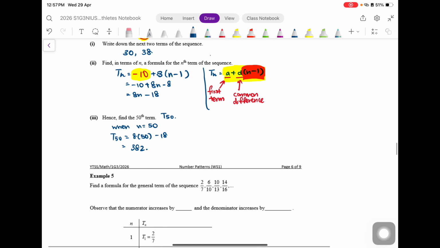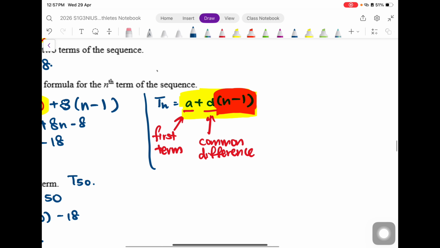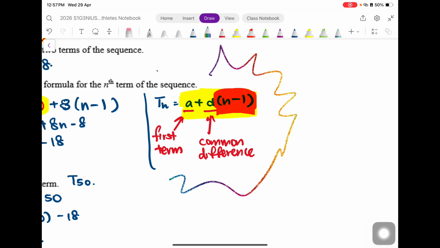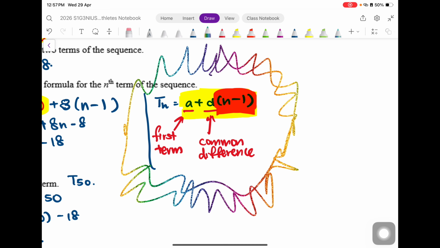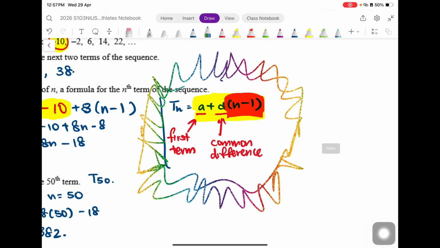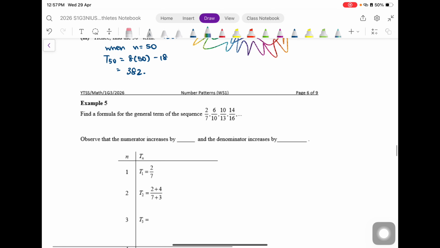Okay, so over here this formula is very, very, very important. Okay, now let's move on.